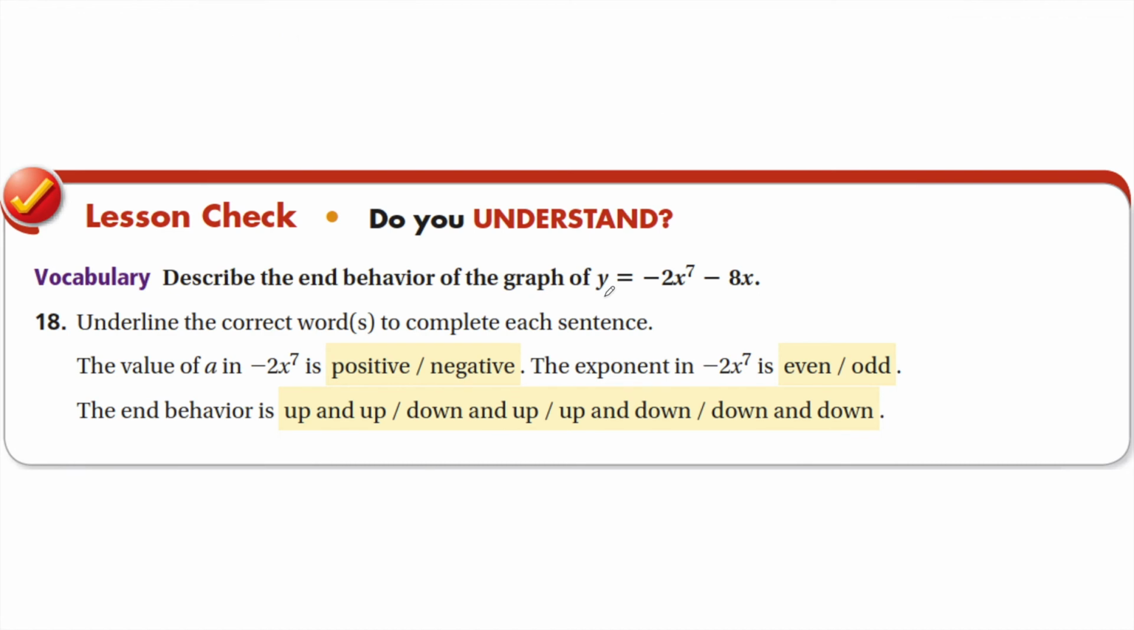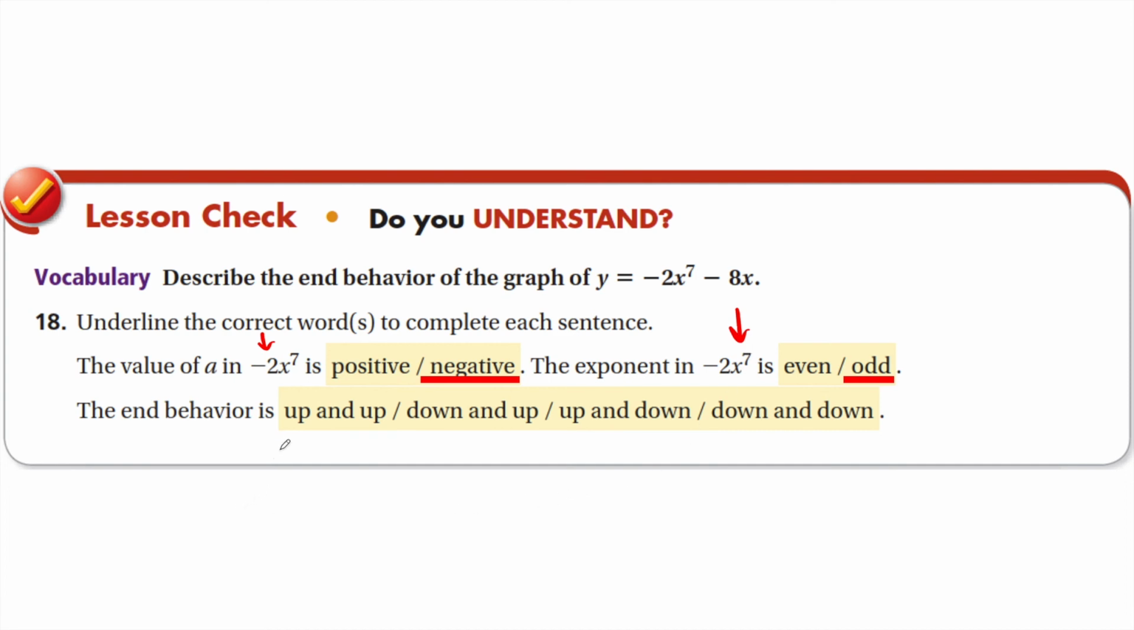And last but not least, we had the lesson check. Let's get going through this and let's end it nice and quick. Describe the end behavior of the graph of y equals -2x to the 7th power minus 8x. Underline the correct words to complete each sentence. The value of a in -2x to the 7th is going to be negative. The a, again, is the coefficient of the variable, the leading term. The exponent is going to be odd because 7 is in fact an odd number.